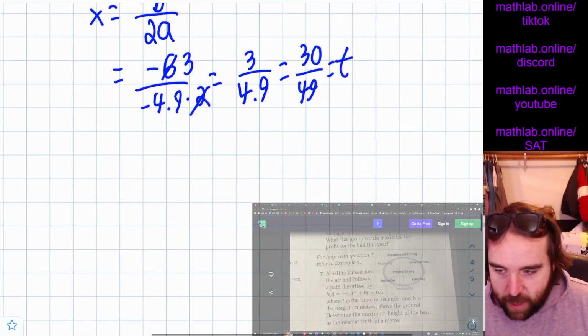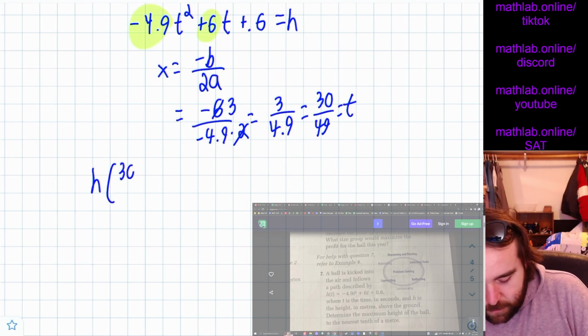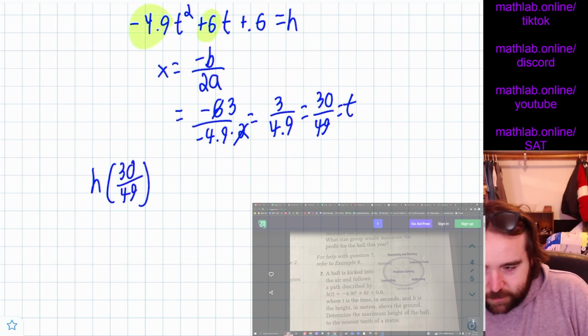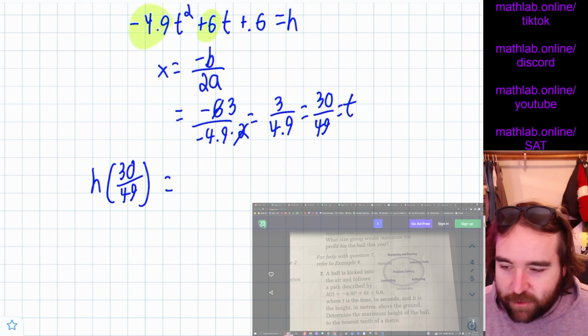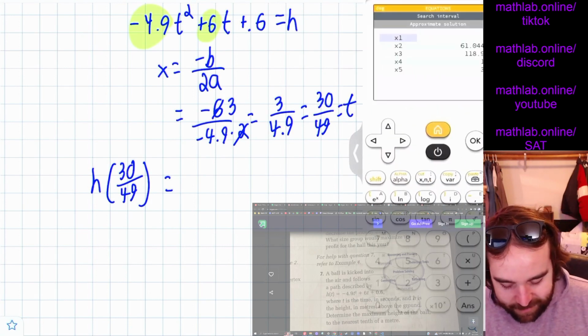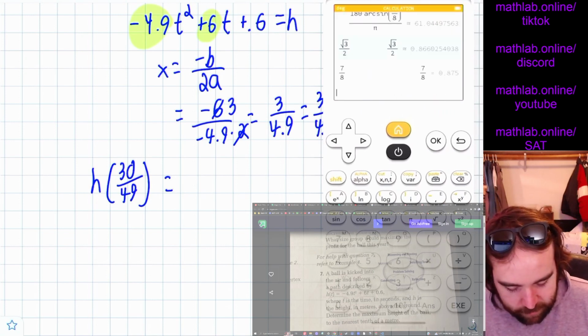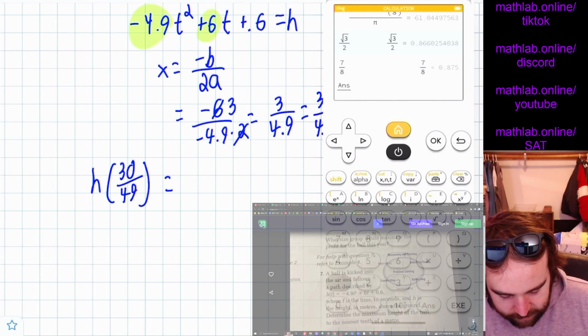So then to find the actual height, you've got to find h of 30 over 49, which maybe is not worth trying to do without a calculator. I hate problems that force you to go to the calculator. It takes a lot of the magic out of it.